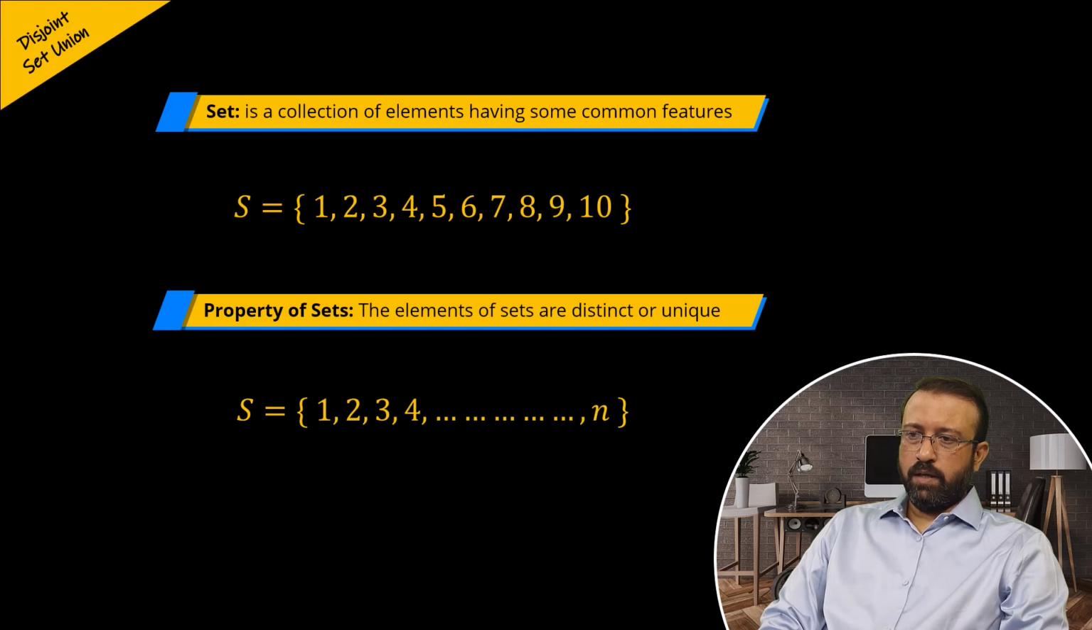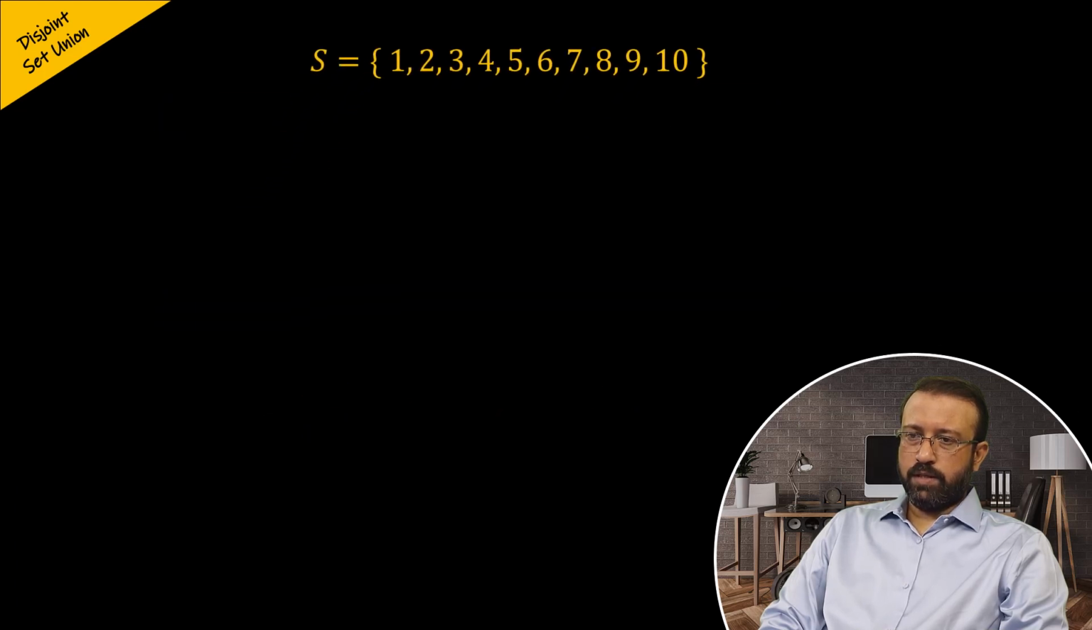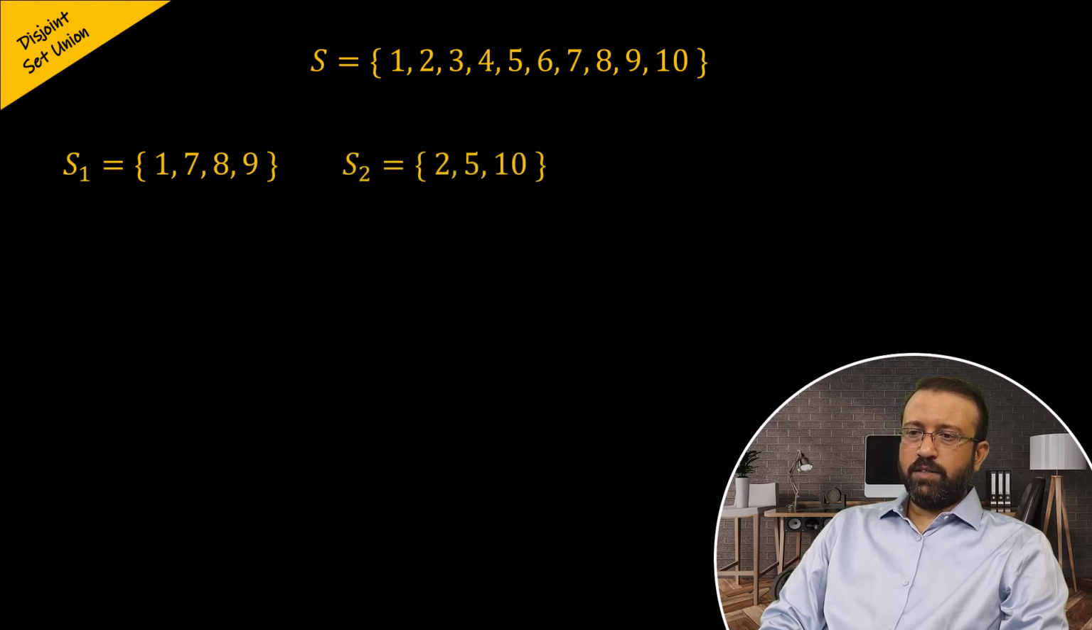Now, coming to disjoint sets, this set S can be partitioned into three different disjoint sets. Let us call the first disjoint set S1 with the elements 1, 7, 8, and 9. Let us call the second disjoint set S2 with the elements 2, 5, and 10. And let us call the third disjoint set S3 with the elements 3, 4, and 6.